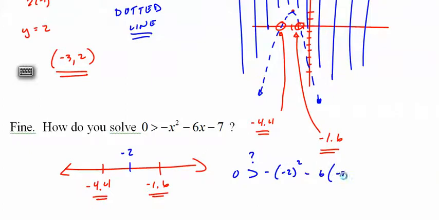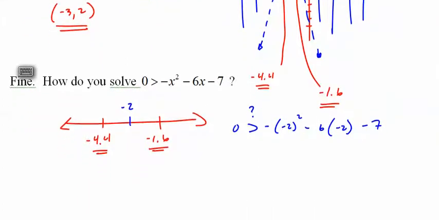6 times negative 2 minus 7. 4, negative 4 plus 12 is 8. Minus 7 is 1. Is 0 greater than 1? No. So we're not going to have anything in the middle.